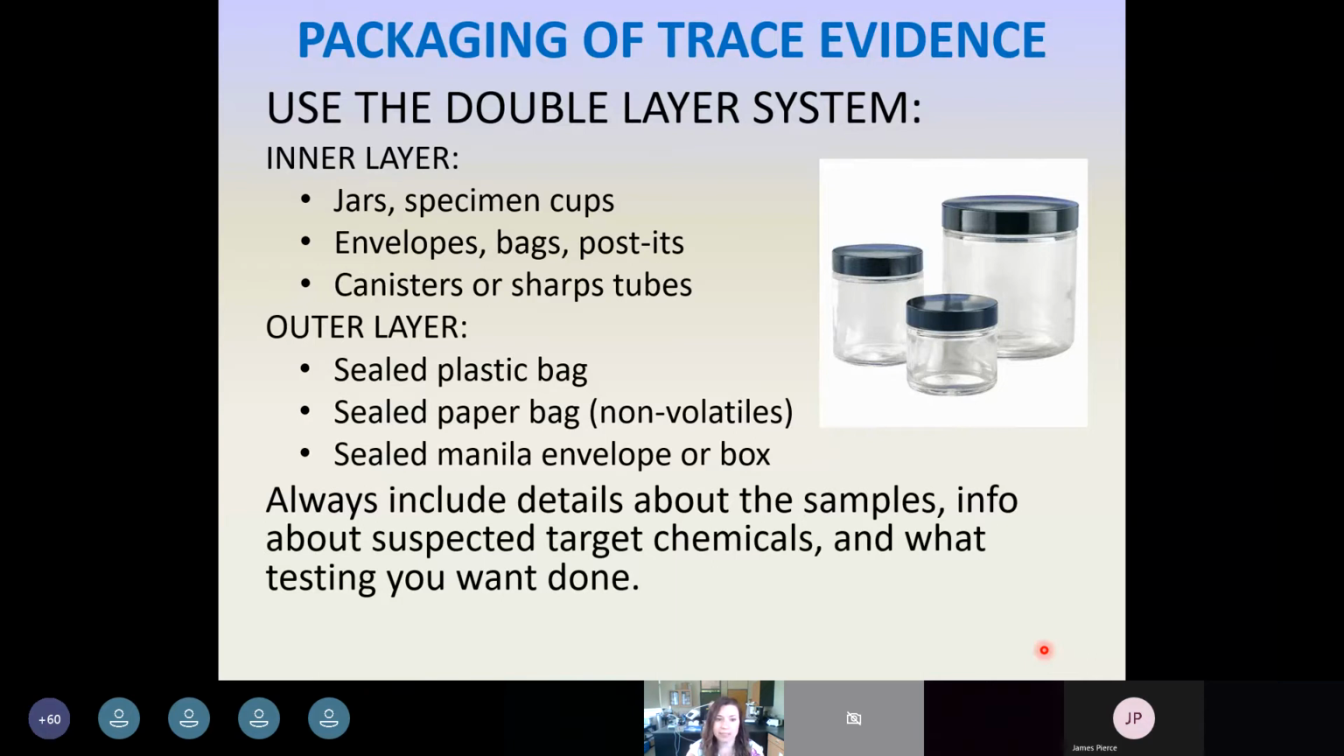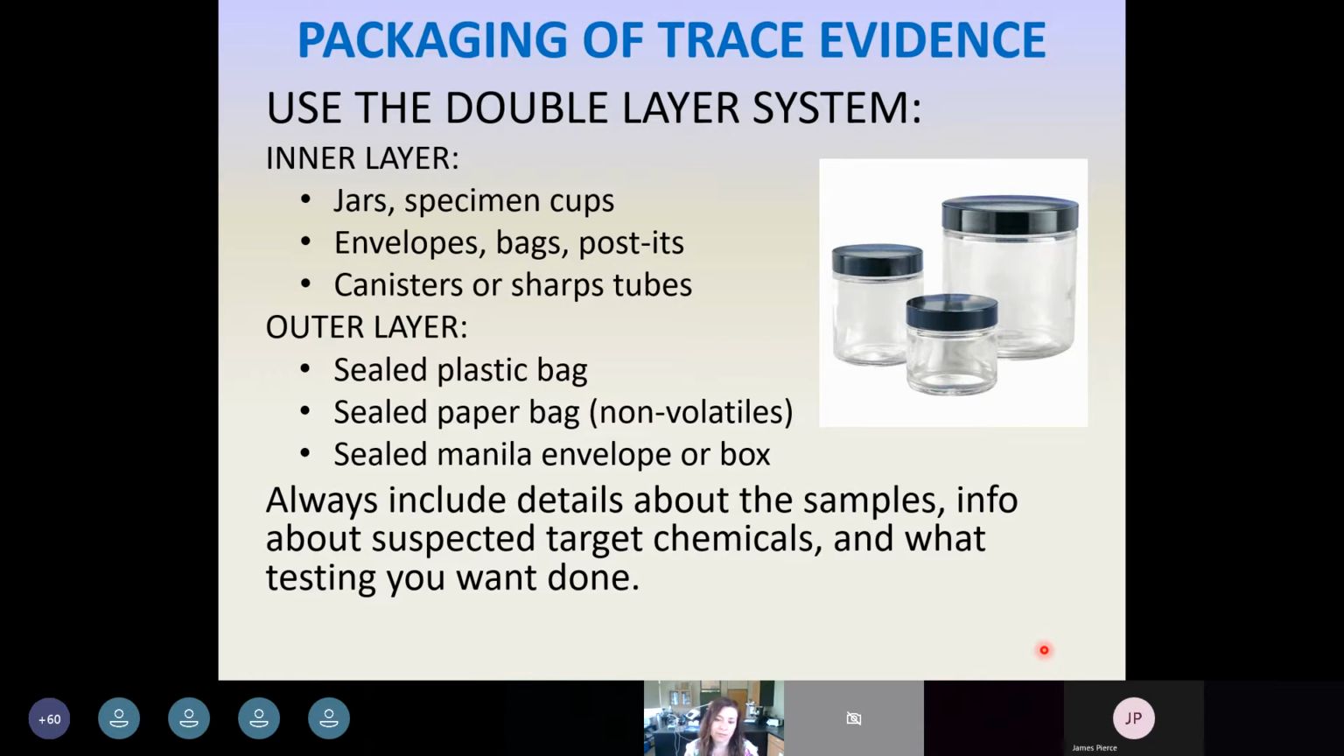With most trace evidence, again, the double layer system is really great for us. We really want to make sure that all of those little teeny objects or samples are not going to get lost. So jars, specimen cups, whatever you have, we would love it if you put it in some sort of larger outer packaging. Again, a reminder, do not use paper bags for anything volatile, but plastic bags and manila envelopes or boxes are great for other things like liquids, powders, and whatnot.